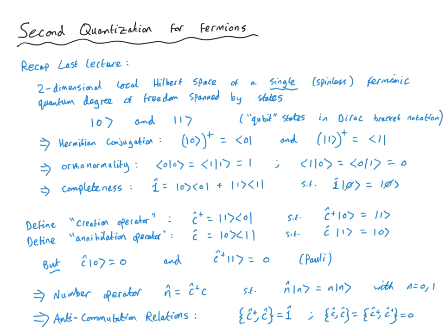Finally, we derived, using what's here, the anti-commutation relations, meaning that if I take C dagger C and add to it the combination C C dagger, that's equal to the identity operator. Whereas if I take the anti-commutator of C and C, or C dagger and C dagger, I get 0. Okay, so that's everything that we looked at in the last lecture as a summary.